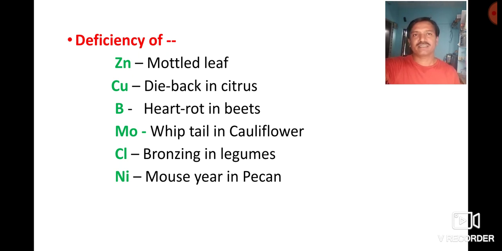And some other deficiency symptoms are also observed. Deficiency of zinc leads to mottled leaf. Deficiency of copper leads to dieback in citrus. Deficiency of boron leads to heart rot in beets. Deficiency of molybdenum leads to whiptail in cauliflower. Deficiency of chlorine leads to bronzing in legumes. And finally, deficiency of nickel leads to mouse ear in pecan. These are all deficiency symptoms of essential elements.